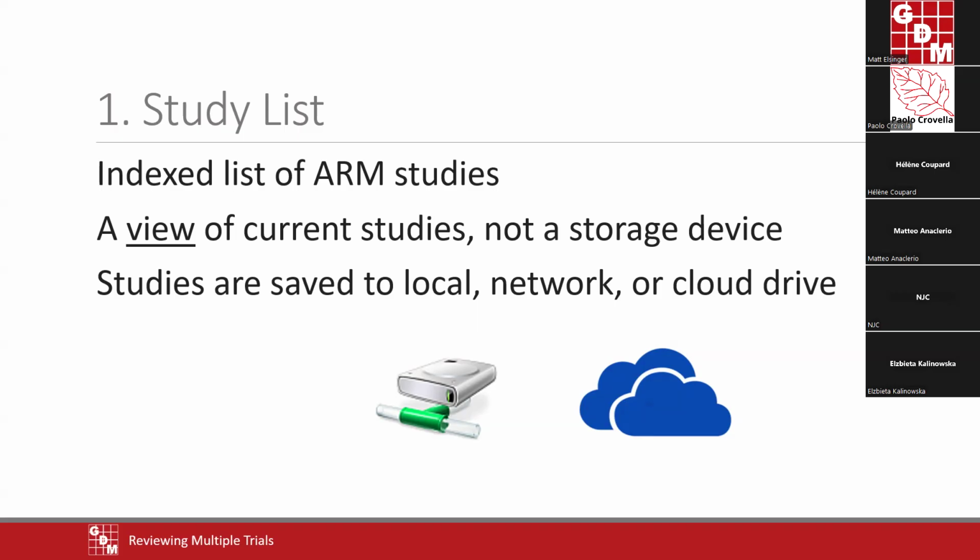A key part of this that sometimes can be confusing is that it is just a list. It's just a temporary view of certain studies. So the files themselves aren't stored in the software. They are stored either on your hard drive or your network location, maybe a OneDrive folder, things like that. Your files are always stored and remain right where they are. And we're simply in ARM with the study list, just getting a view of the files wherever they may be.